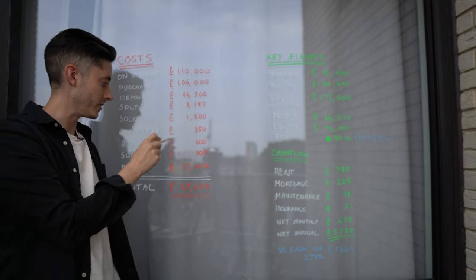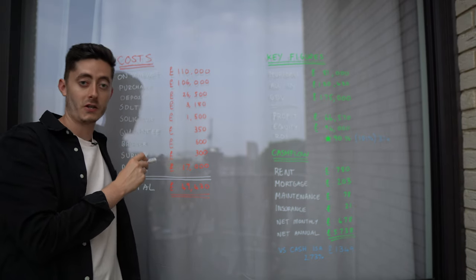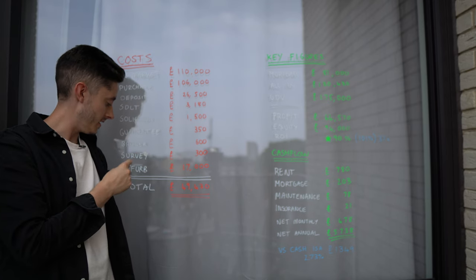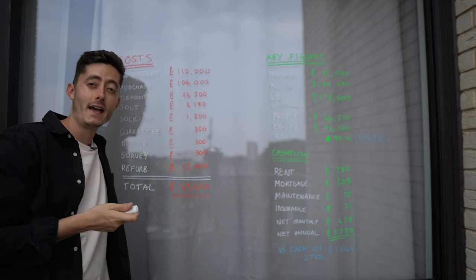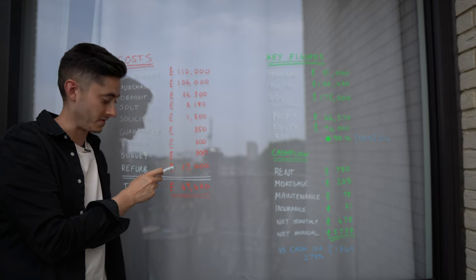You then got the broker, which I paid £600 for. The survey on the property, just to make sure that it wasn't gonna fall down, which was £300. And then the refurbishment, which we originally anticipated would be about £11,000, but ended up being £17,000.